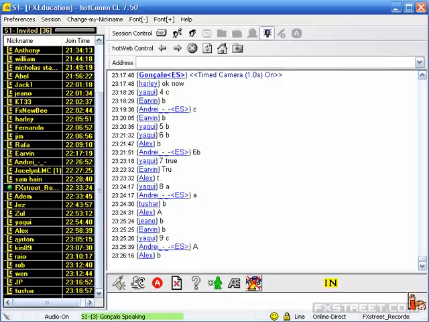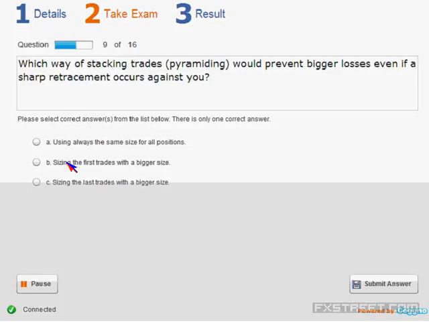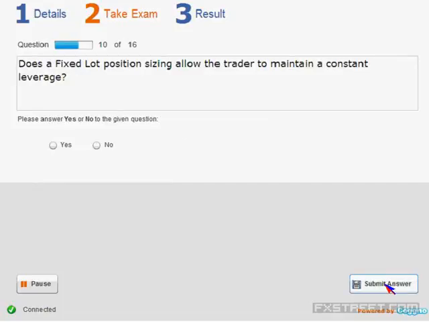We have 2B, 1C, 1A, and 1B. I think we have 3 times B right here. Okay, so we choose the answer B for that one. And the results will show and explain which one was right.